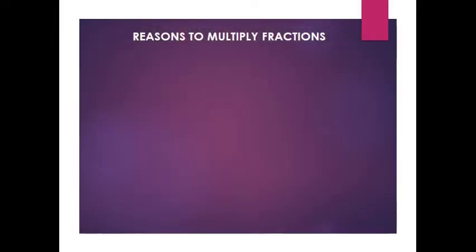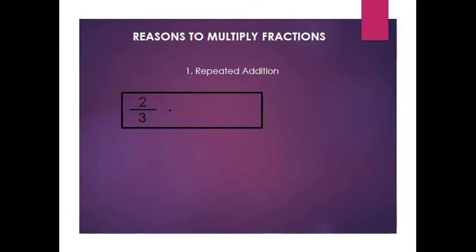In fifth grade, students are expected to be able to multiply fractions by a whole number or a whole number by a fraction. First of all, we need to understand why we might need to multiply fractions. The first reason is repeated addition. Just like whole numbers, if we are adding the same numbers over and over again, it might be faster and easier to multiply the numbers instead. This might look like 2/3 plus 2/3 plus 2/3 would be the same as 3 times 2/3.